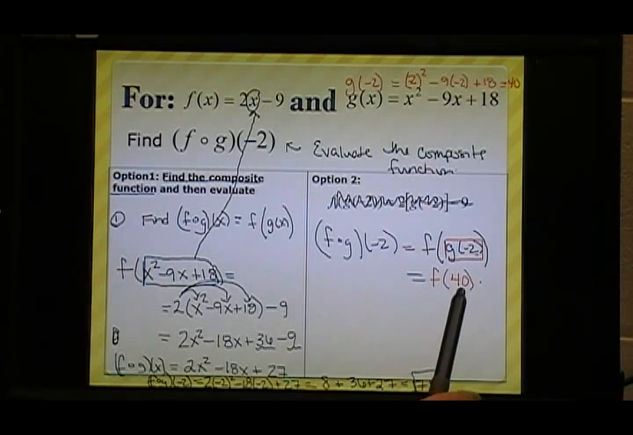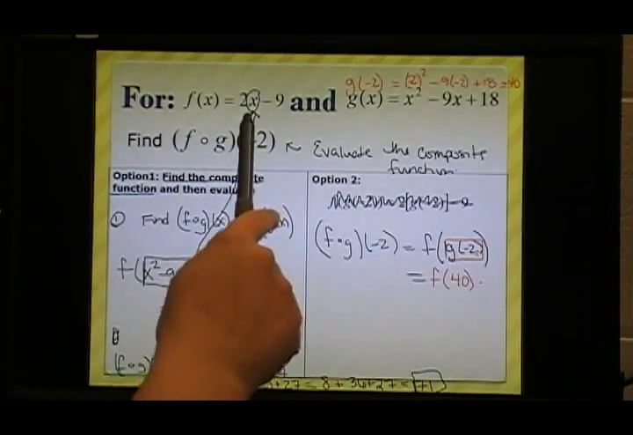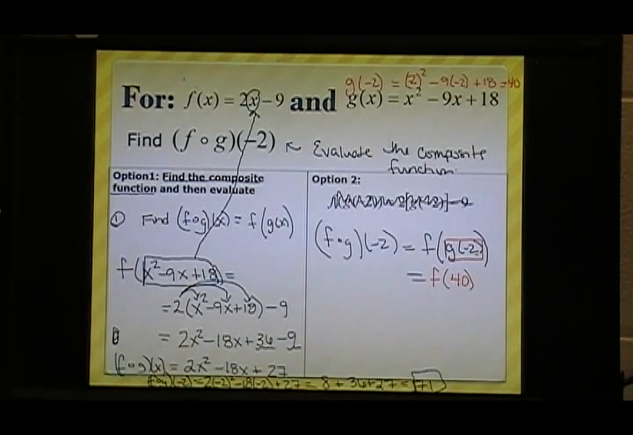And now all we have to do is find f of 40, and to find f of 40 you should know that you're going to substitute 40 into f. So f of 40, we get 2 times 40 minus 9, and 2 times 40 minus 9, we have 80 minus 9, or 71. And so you see, regardless of the method, we do get that same value.